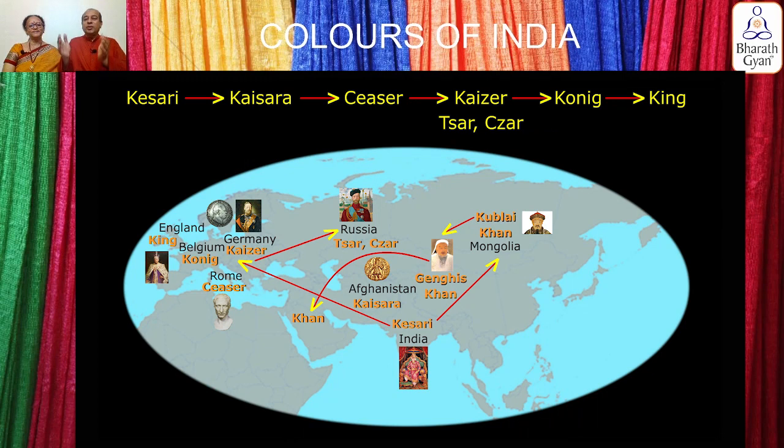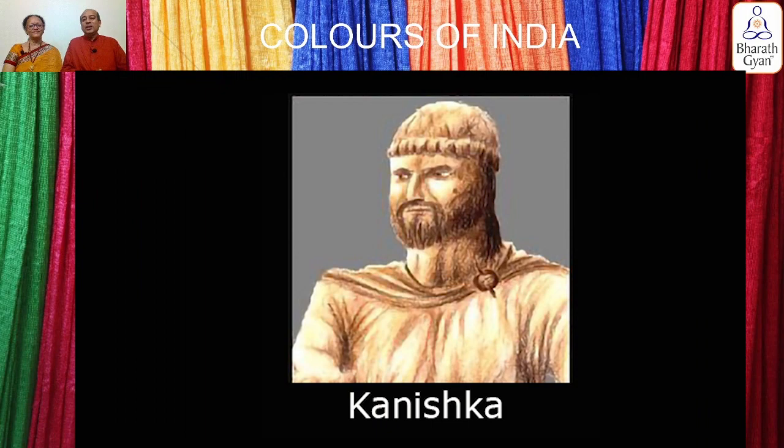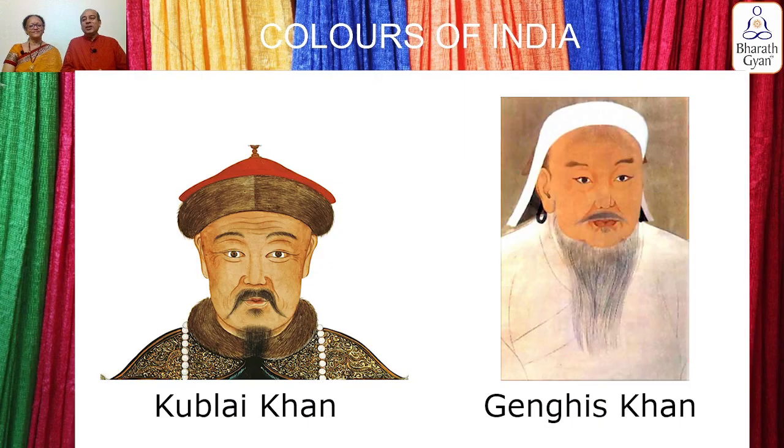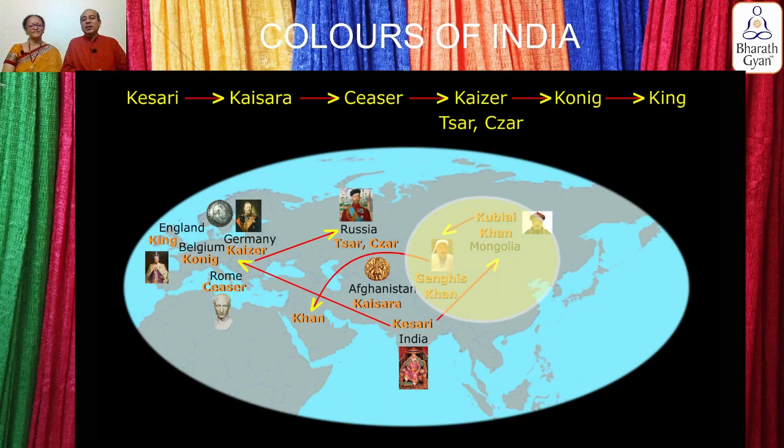So we see how the word Kesari moves from here to Kaiser to Koenig and then to king and comes back to India. Kesari from India, it becomes Kaisara in Afghanistan. That is why Raja Kanishka was called Kaisara. From there, the word when it goes to Mongolia, Kaisara becomes Khan. That's why Kublai Khan, Genghis Khan, all that. The word Khan comes from Kaisara, which comes from Kesari.